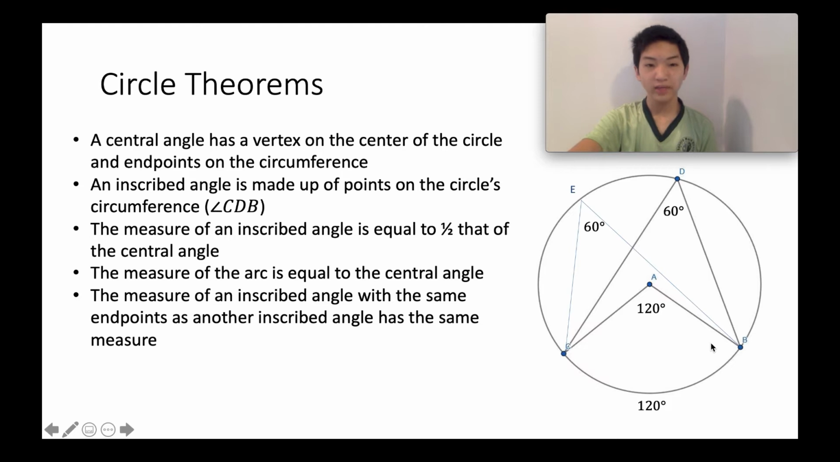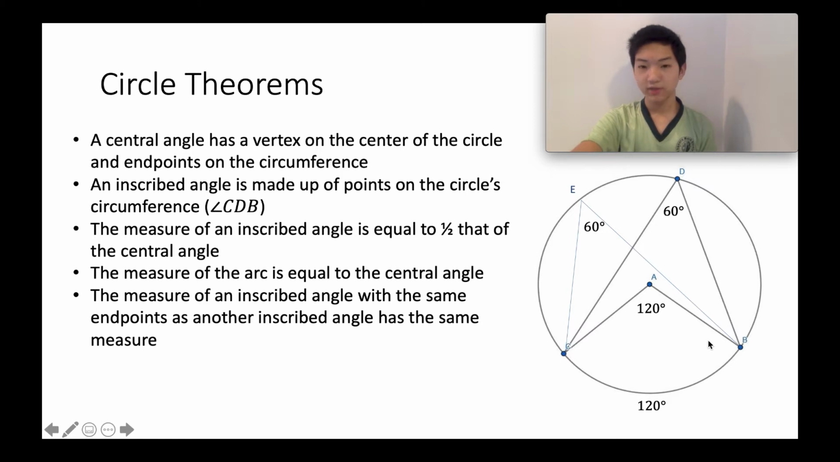An inscribed angle is made of points on the circle's circumference. So we can see here CDB would be an example of an inscribed angle because all 3 points are on the circle's circumference.